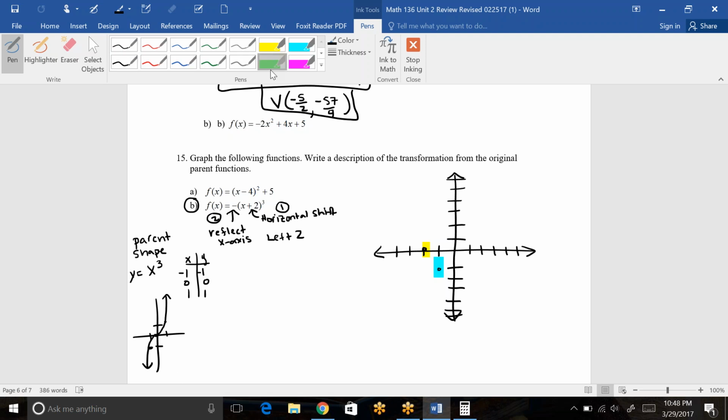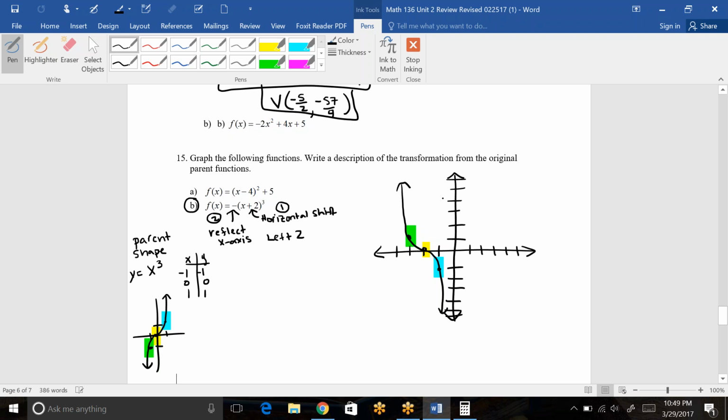So I'll do it in green. I'm trying to color code this so you can see where everything ended up moving. So there's that one. And then we'll do green for this one right here. We start at -1, -1, and we go left 1, 2. If you reflect this over the x-axis, it goes back up. So it's a mirror image up here. And then we draw the cubic shape. So this would be up first, hit the middle, and then down.